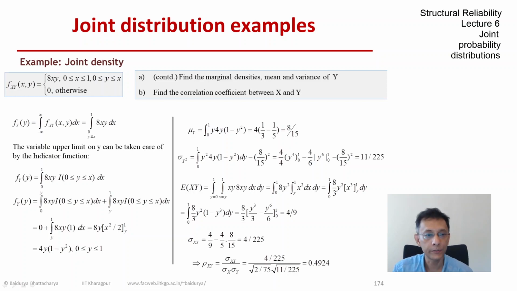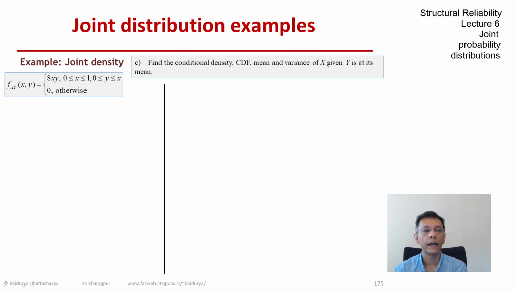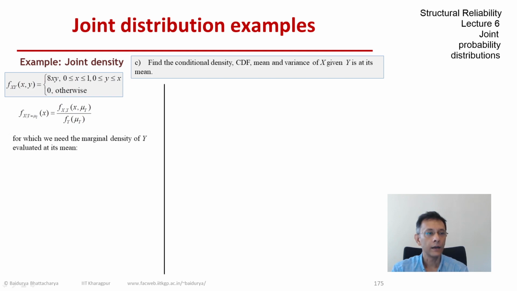There's a part C to this problem, and that is to find the conditional density, the conditional CDF, the conditional mean, and the conditional variance of x given y is at its mean. So the first step is to find the conditional density. So let's start with the definition. f of x given y equal to mu y is simply the ratio that you see on your screen, and if we carefully plug in the values, we should get it.